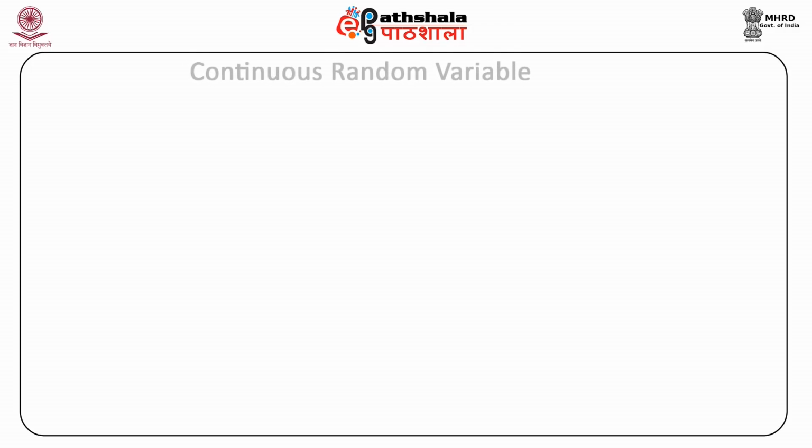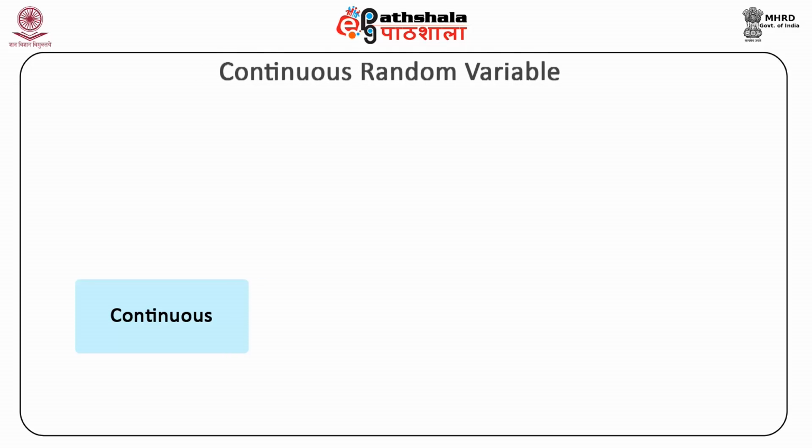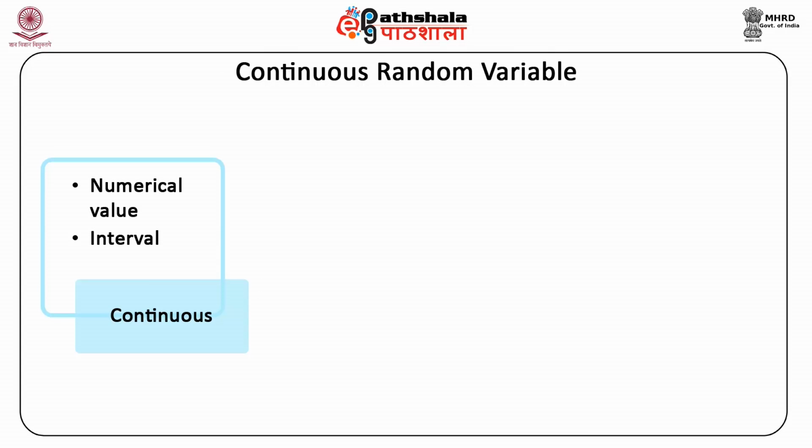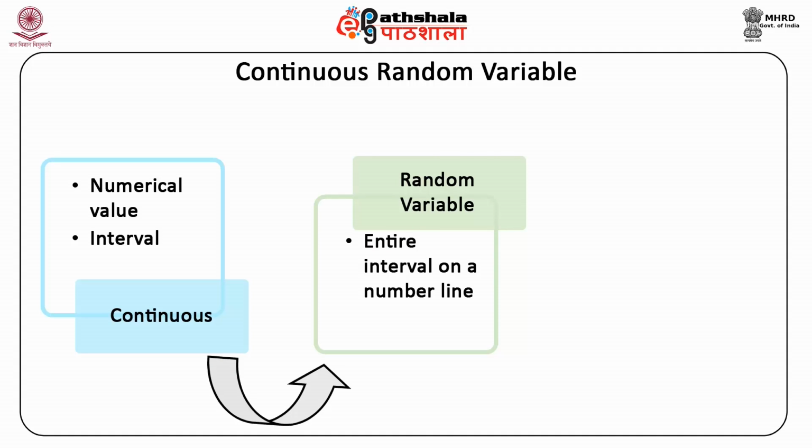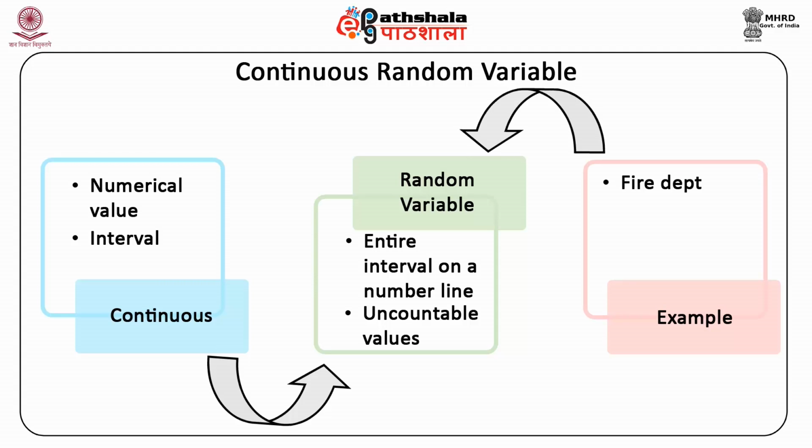Next, moving on to what a continuous variable is. A continuous variable can take any numerical value in an interval or collection of intervals. A continuous random variable is one whose set of possible values consists of an entire interval on a number line, characterized by infinitely uncountable values within any interval. Example: suppose the fire department mandates that all firefighters must weigh between 150 to 250 pounds. The weight of a firefighter would be an example of a continuous variable, since a firefighter's weight could take on any value between 150 and 250 pounds.